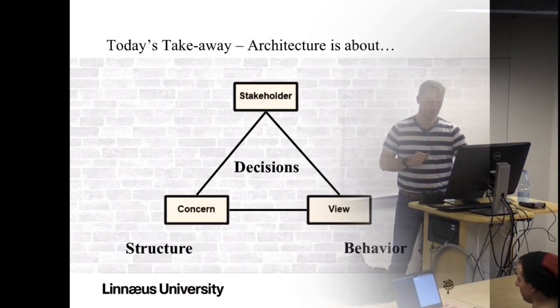So today's takeaway: software architecture is about decisions. Decisions about system structure and system behavior at a level that you can communicate to various stakeholders, so that their concerns are met by the system.